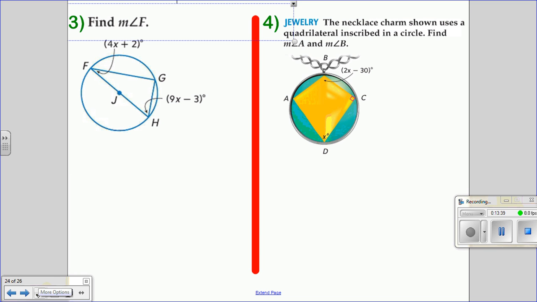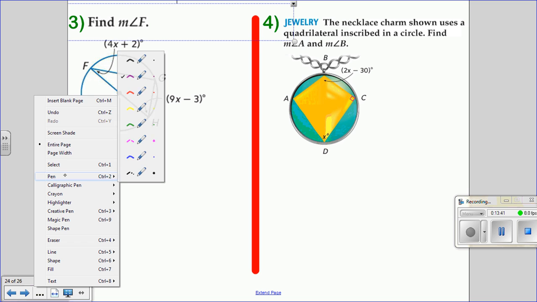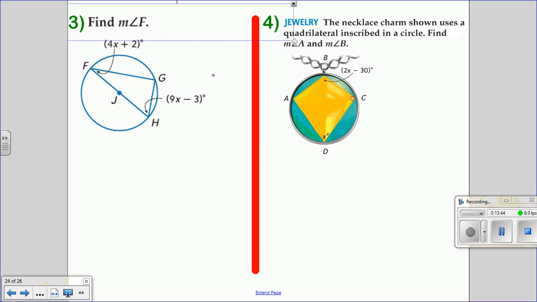All right. For number 3, it wants us to find the measure of angle F. And we see a triangle in the picture, so most likely it has something to do with theorem 10.8. Theorem 10.8 said that if you have an angle intercepting a semicircle, and that angle in the picture would be angle G. Angle G is intercepting arc FH. So that means that angle G is a 90-degree angle.